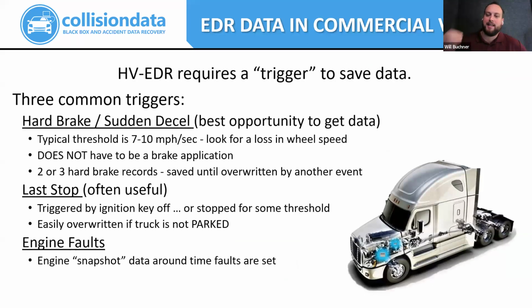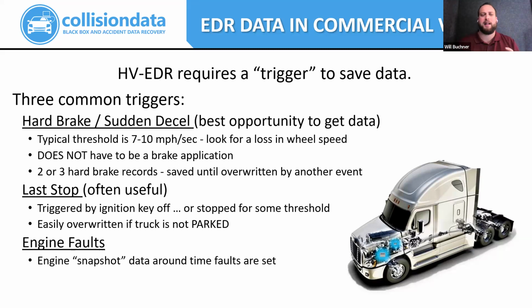Now, this data is not triggered by an impact the way a passenger vehicle is. This data, the hard brake and sudden decel events, tend to be triggered by slowing down by 7 to 10 miles an hour a second. Now, you don't have to be braking to have a hard brake event. It's actually just recording the speed of the vehicle. And if they ran off the road and hit a ditch and it slowed them down quick, that's actually going to record an event, whether or not that driver applied any brakes.